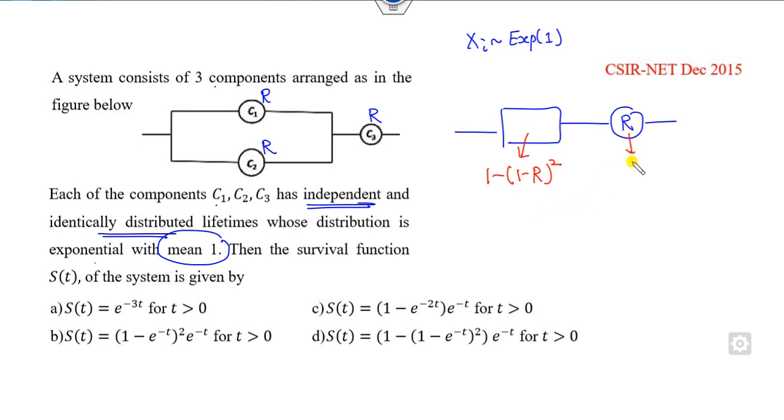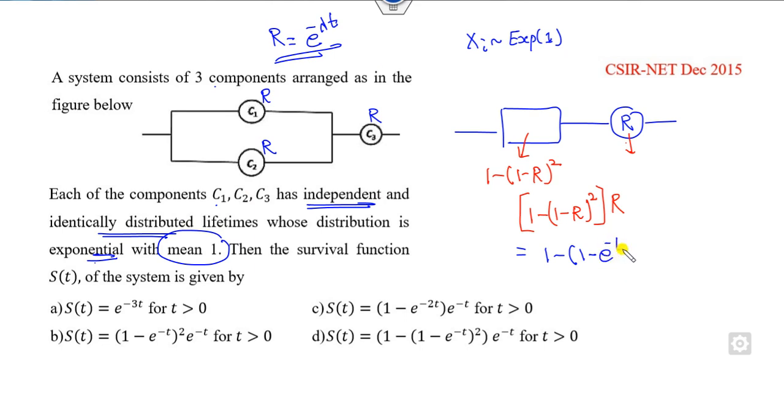This has the reliability R, so I can multiply them. So what is that? This is (1 minus R) square into R. Now what is the R? They are exponential distribution. What is the reliability of the exponential distribution? e raised to power minus lambda t. What is the lambda? 1. So it means this is (1 minus e raised to power minus t) whole square into e raised to power minus t. So e raised to power minus 3t cancel.